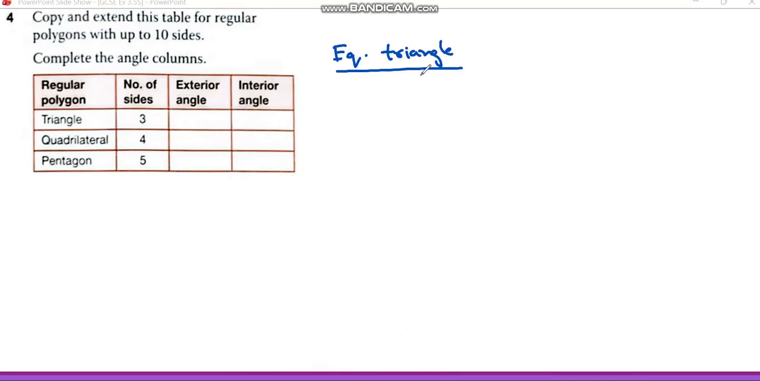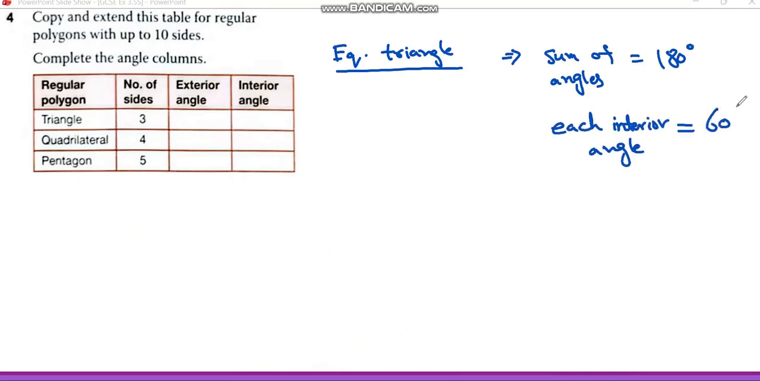In an equilateral triangle, we all know that the sum of angles in a triangle should be 180 degrees. So we have 3 angles, meaning each angle size is equal to 60 degrees. Each interior angle is 60 degrees, because we have 3 equal angles, so if we divide 180 by 3, we get 60 degrees. So it's 60 degrees over here.